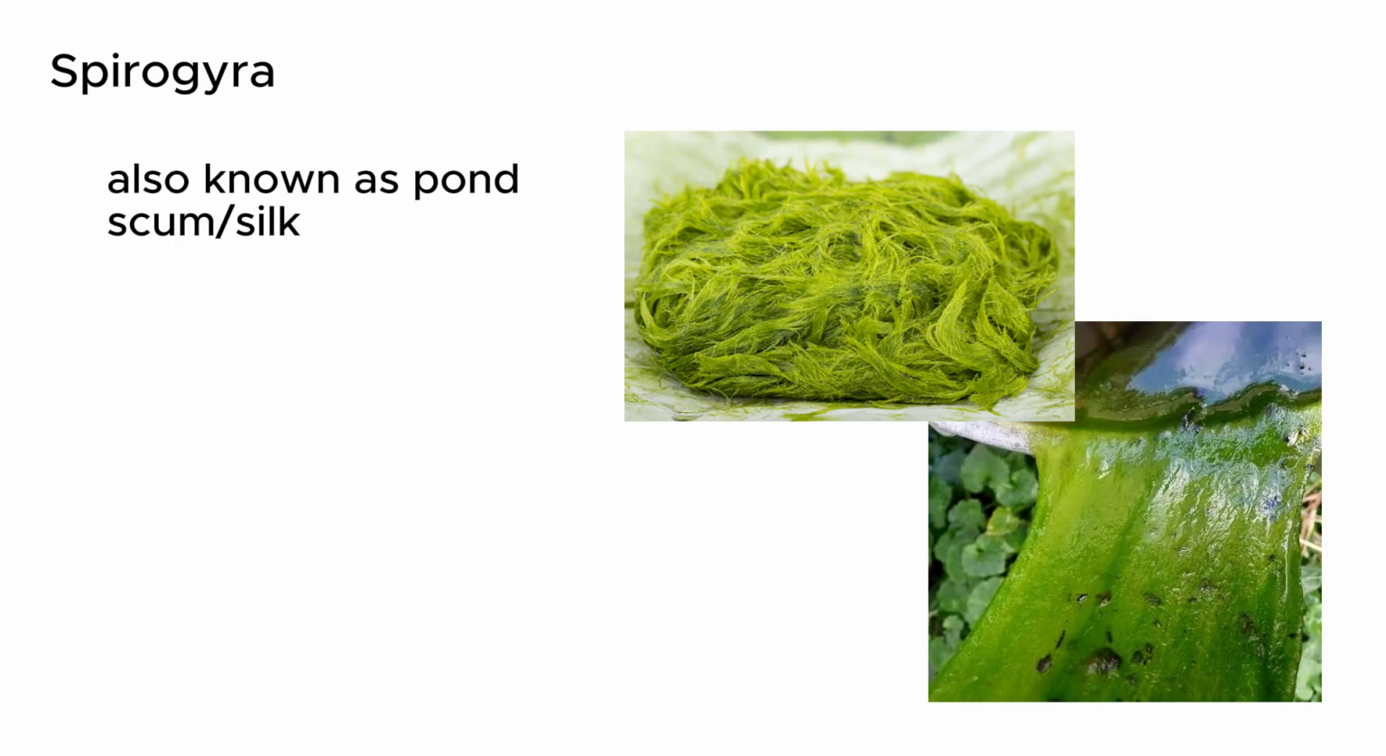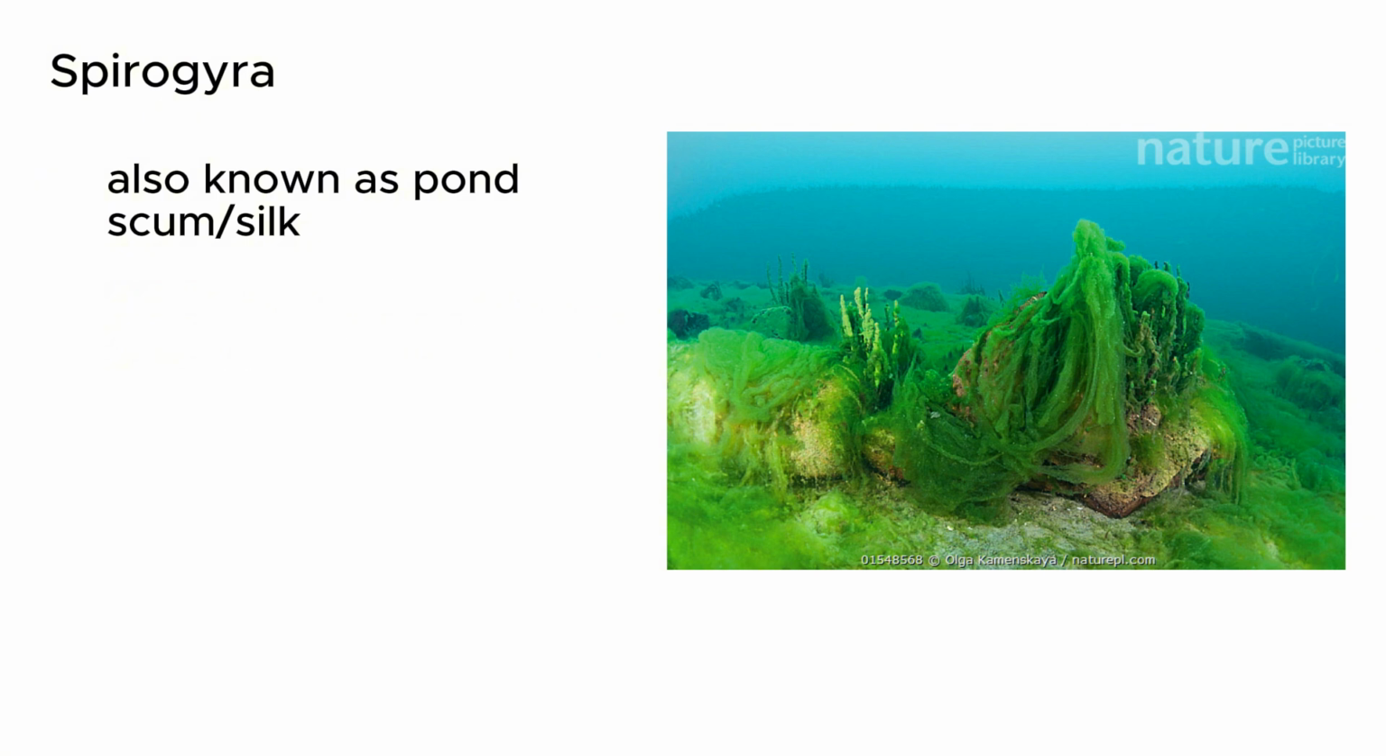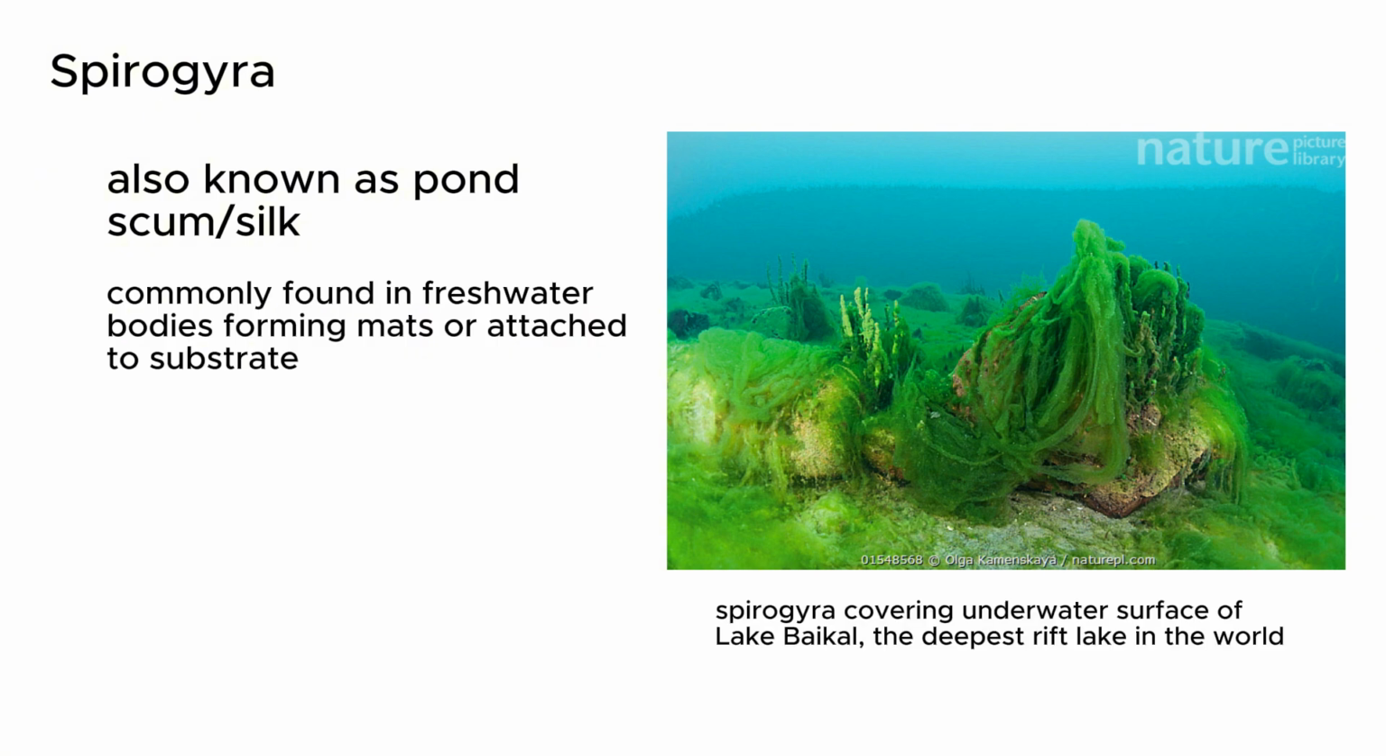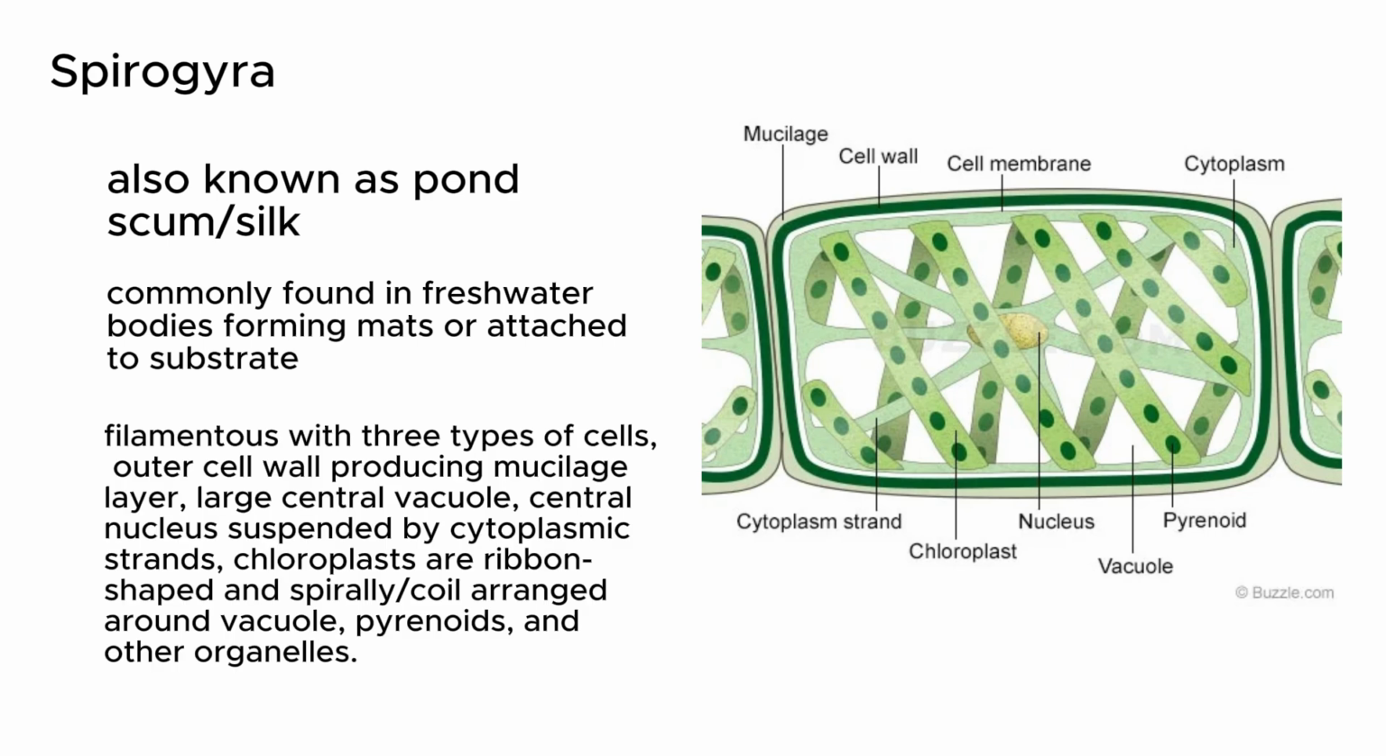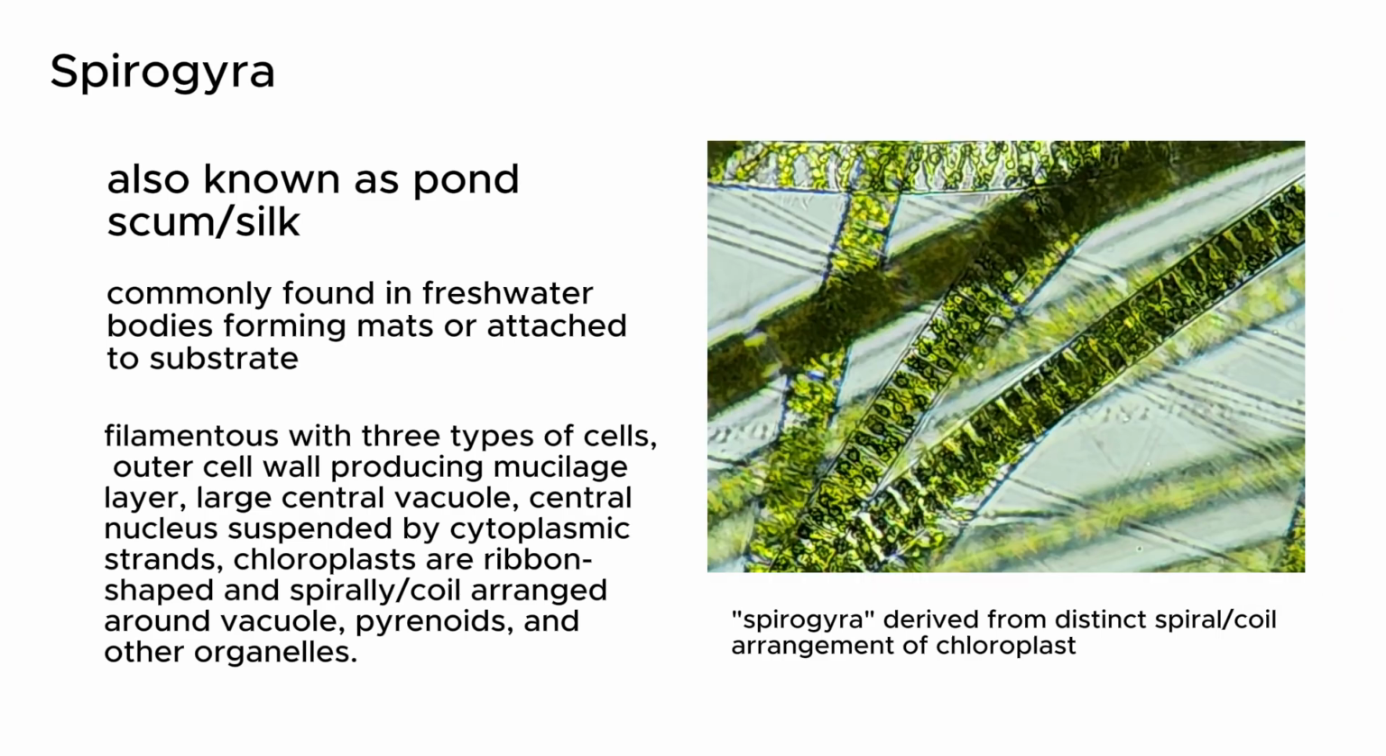Spirogyra is another genus commonly known as pond scum or pond silk. It is commonly found in freshwater ponds, lakes, and streams, forming floating mats or attached to a substrate. It is also filamentous with an outer cell wall producing a mucilage layer, a large central vacuole, and a central nucleus suspended by cytoplasmic strands. Chloroplasts are ribbon-shaped and spirally coiled, arranged around the vacuole, with pyrenoids and other organelles.